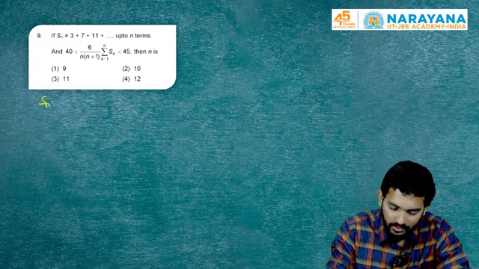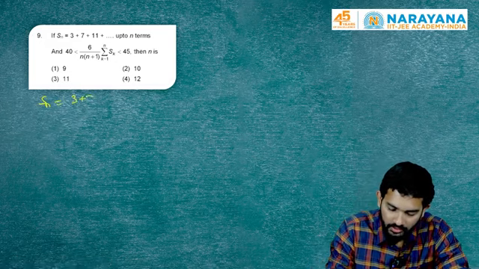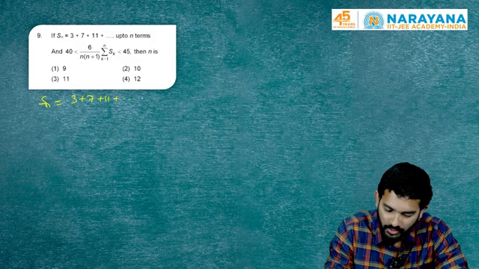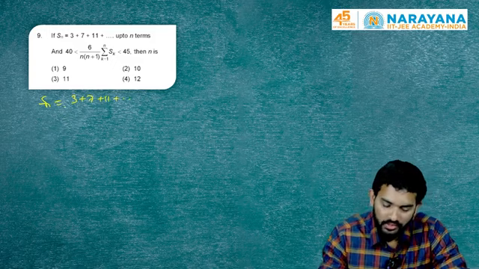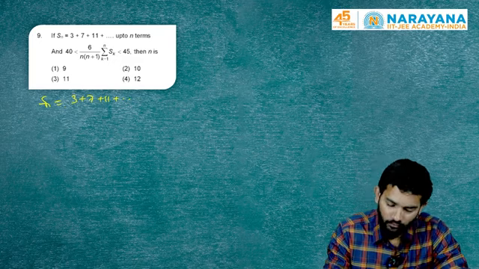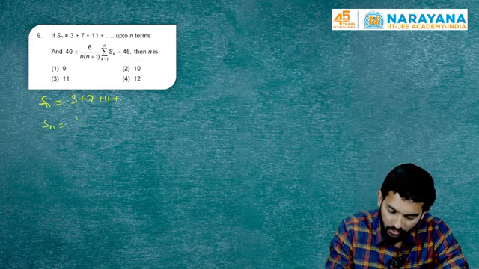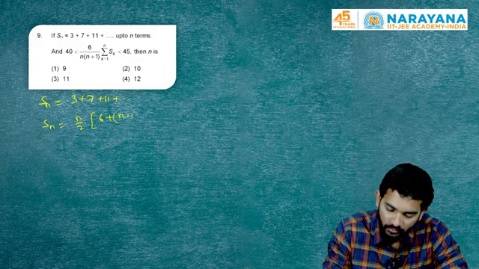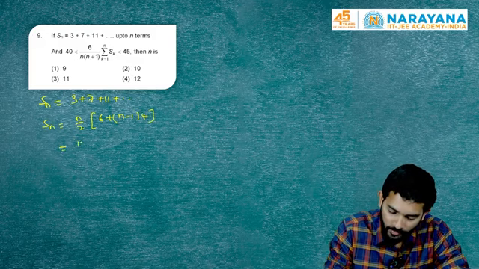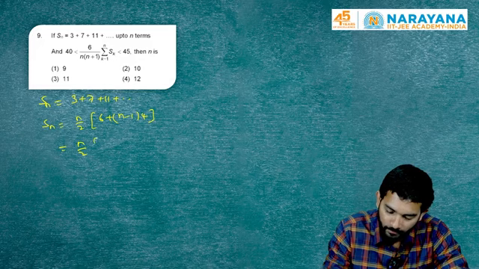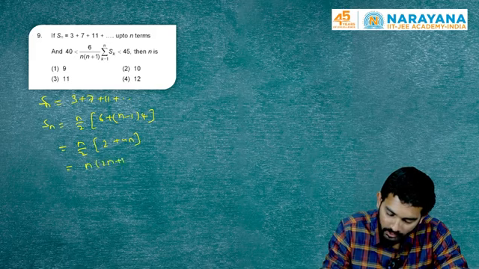So Sn is equal to 3 plus 7 plus 11 plus and so on. So this is an AP with common difference 4. So I can write Sn is equal to n by 2 into 2a, that is 6, plus n minus 1 into d, that is 4. So n by 2 into 6 minus 4 plus 4n, which will be n into 2n plus 1.